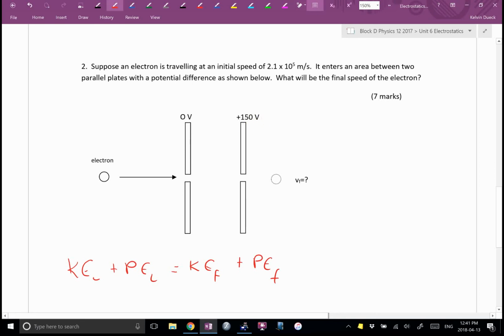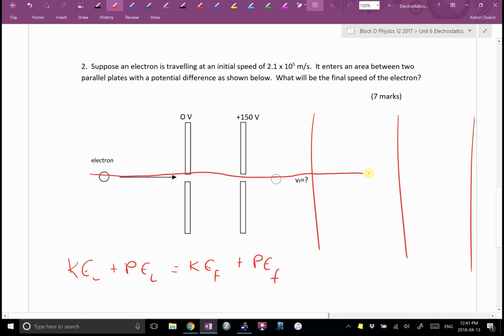What would happen to its speed for the electron? It would actually decrease. There's a question in your ultimate review where they give you a whole bunch of plates in a row, and it's either an electron or a proton, and it's slowing down, and they ask you in which region it would come to a stop. You would let V final be 0, and you can solve for the voltage required and figure out in which region that would happen.